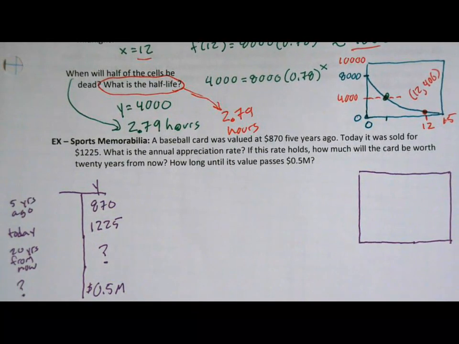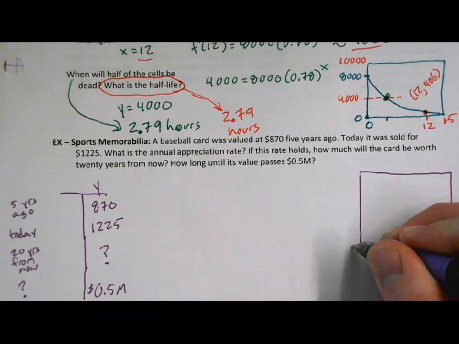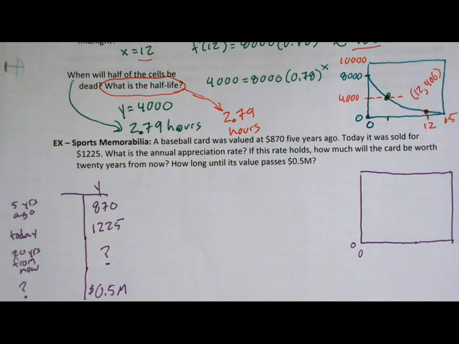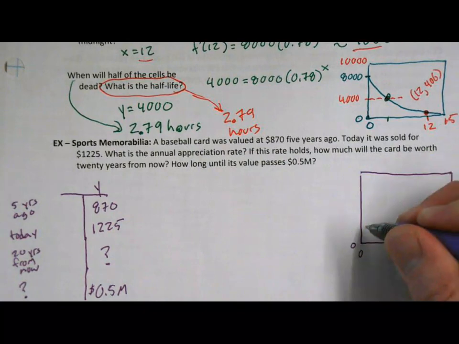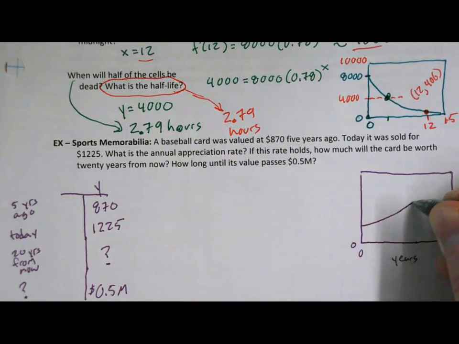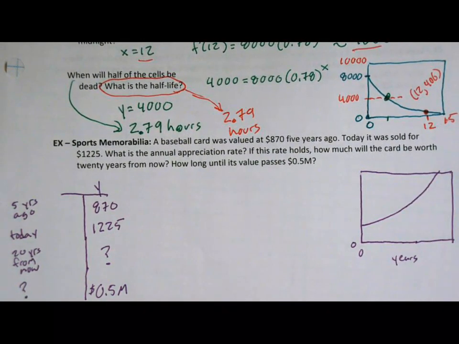So if we did this, say this is year 0. These are my years. First of all, is this growth or decay? It's growth. So we're going to see something that's going to have a y-intercept and it's going to go up like this.